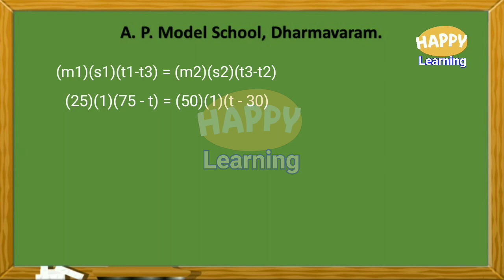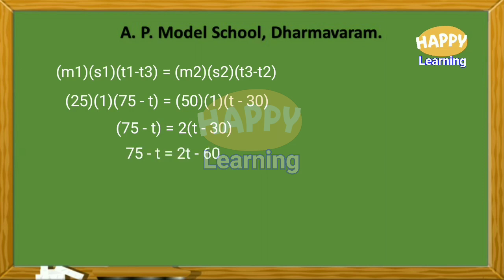On substituting the values, this equation becomes 25 into 1 into 75 minus T is equal to 50 into 1 into T minus 30. On simplification, this equation becomes 75 minus T is equal to 2 into T minus 30. That means we have done the cancellation by 25 on both sides of the equation.